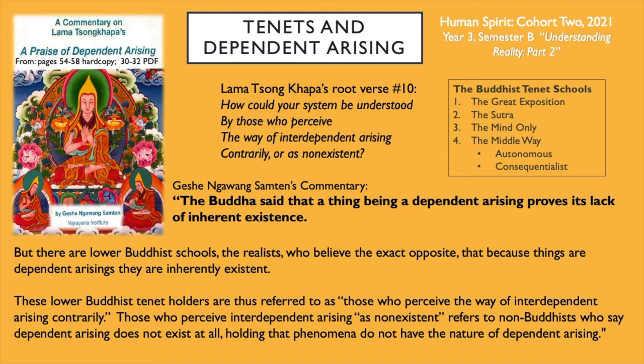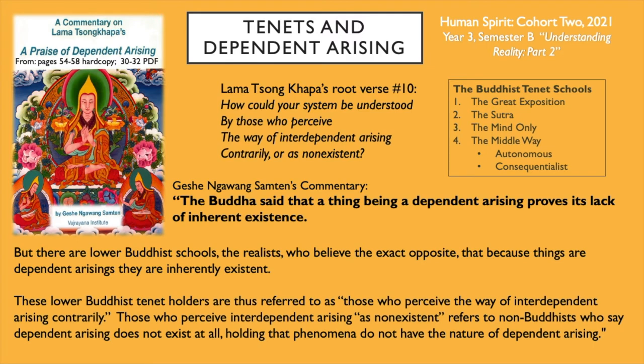So in Lama Tsongkhapa's root verse, the Praise of Dependent Arising, he says, "How could your system be understood by those who perceive the way of interdependent arising contrarily or as non-existent?" So this is Lama Tsongkhapa speaking to the lower tenet schools.